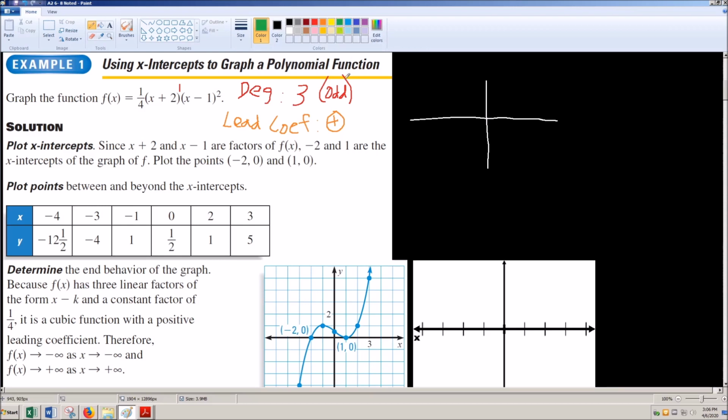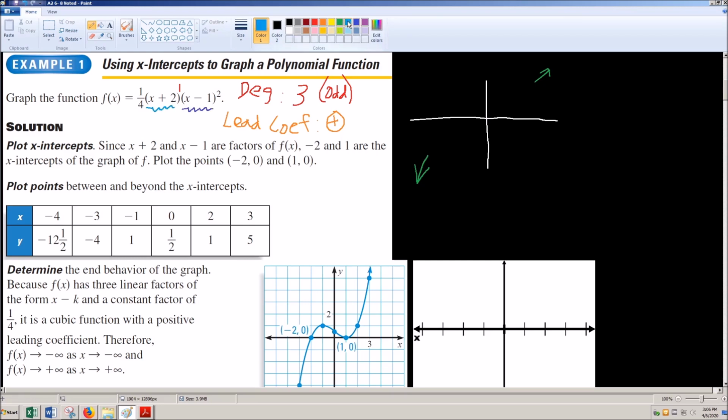So here we see this is an odd positive, so it should be going down to -infinity on the left, and it should be going up to +infinity on the right. Now what happens in between is the stuff where these factors start coming into play. This is a factor, and this is a factor.